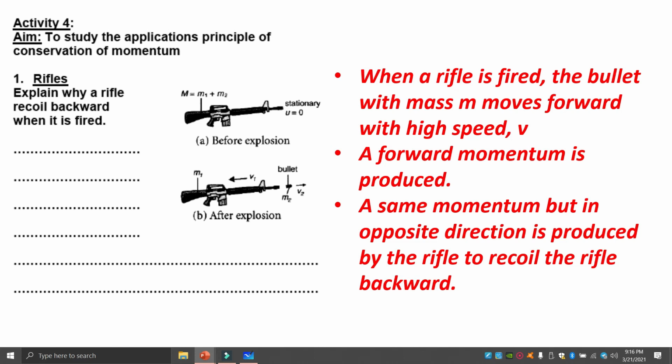Sometimes when people use a rifle, you can see the rifle slightly moves backward. It's not a very high velocity, it's a very low velocity, because the mass of the rifle is higher. The bullet's mass is lower, so of course it has a high velocity, higher than the rifle that moves backward, right? So that's the explanation for the rifles.